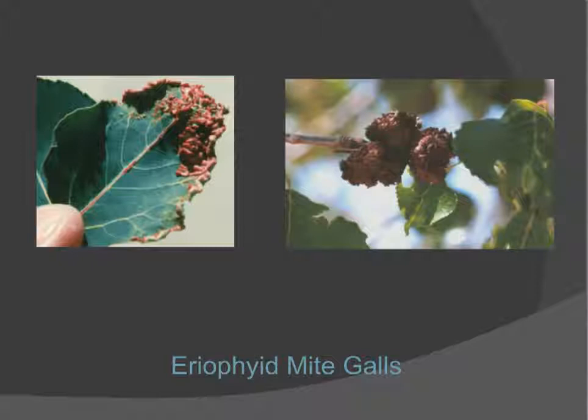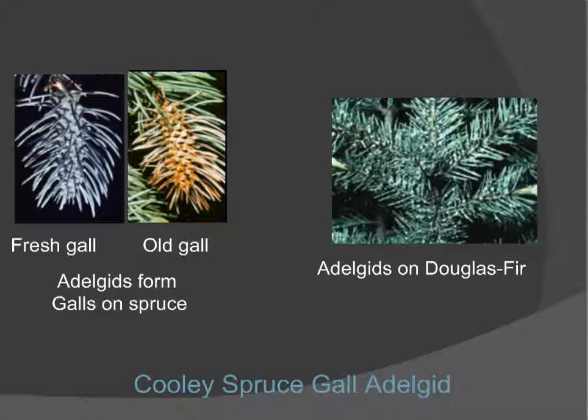Cooley spruce gall adelgid. I think everybody's probably seen this one. The galls will form on the spruce. Basically, an adelgid is basically the same thing as an aphid, and it gets into the stem, and what you think might be a cone from afar, if you get close, you'll see that it's really a swelling of the stem with needles coming out of that. Fresh galls are still green. Older galls will turn brown or gray.